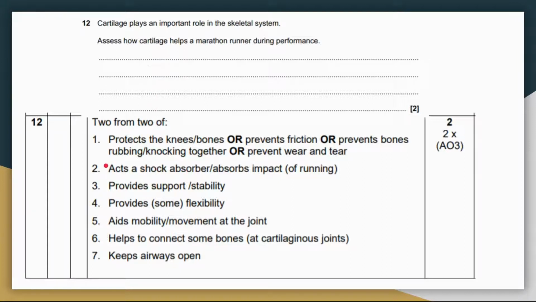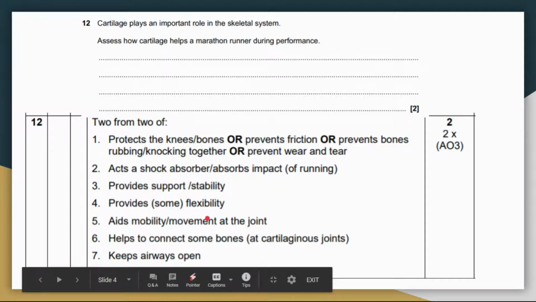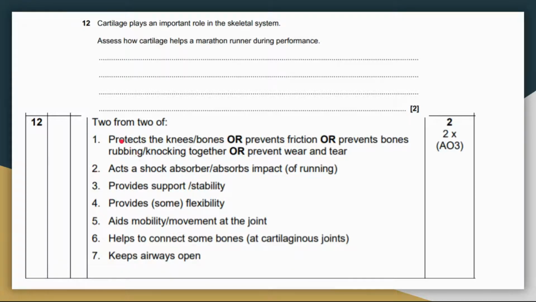And then hopefully we remember that cartilage is a shock absorber, which helps absorb the impact of running. So if you put anything along those lines, there's a 2nd mark there as well. So I think they're probably the 2 most common answers: protects the knee or the bones and acts as a shock absorber. But you could have put about providing support or stability, providing some flexibility. You could have linked it to movement, connecting to bones, and keeping the airways open. But I think those first two answers are probably the most common and the easiest to get down.